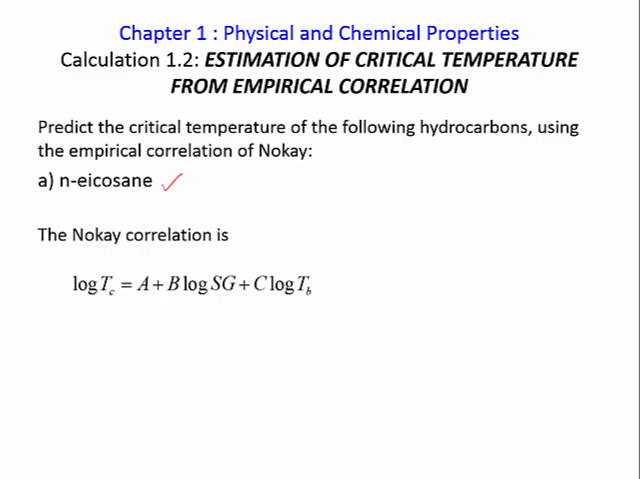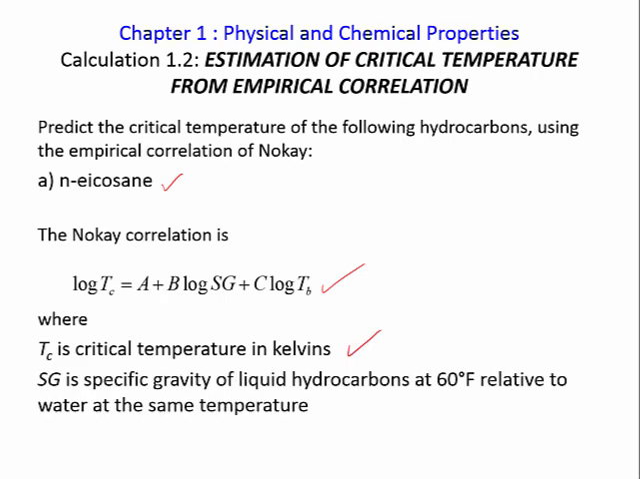The NOK correlation is given by this equation where Tc is the critical temperature in Kelvin, Sg is the specific gravity of the liquid at 60 degrees Fahrenheit relative to water at the same temperature, and Tb is the normal boiling point in Kelvin.